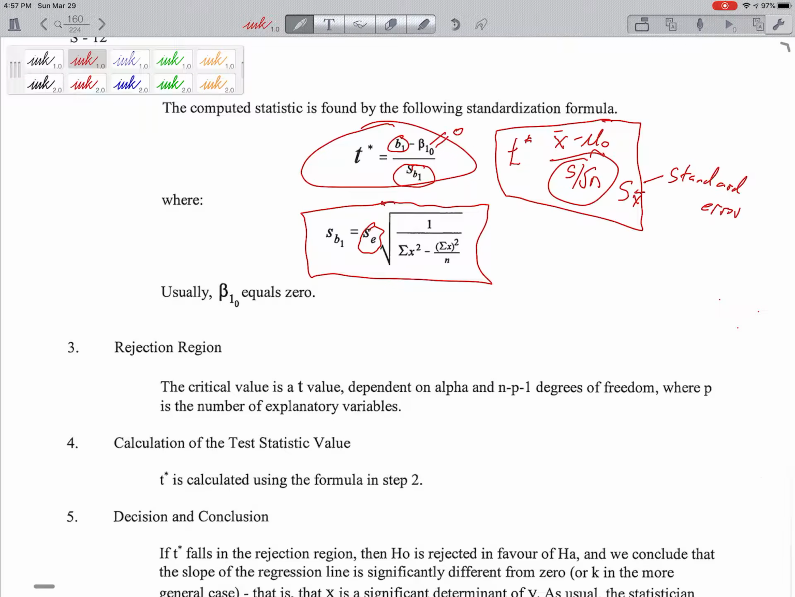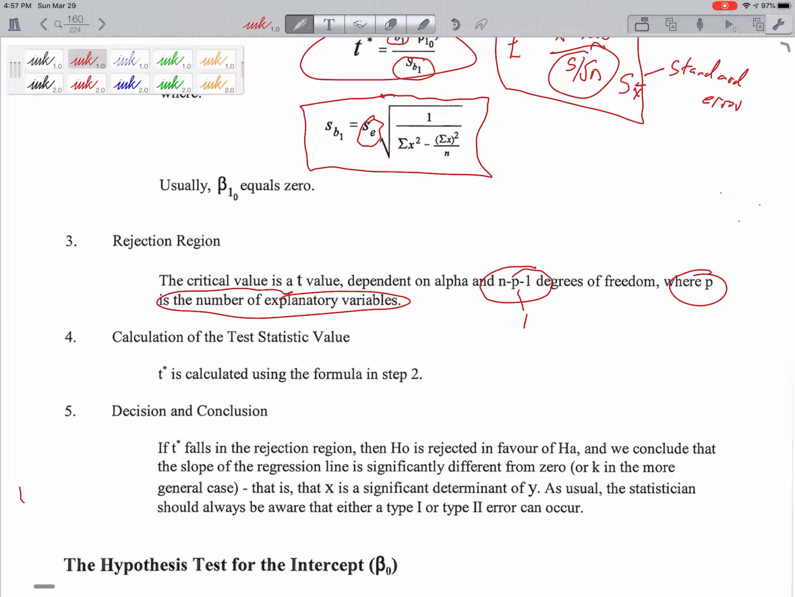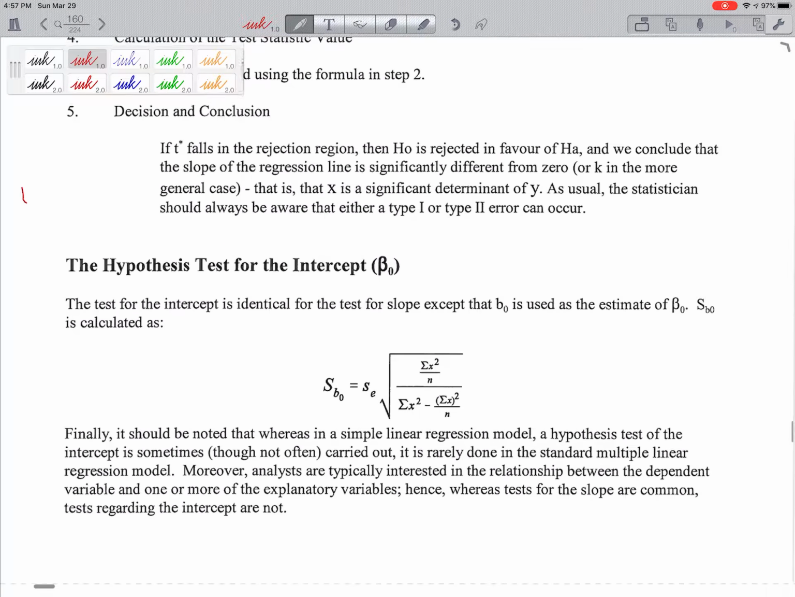The rejection region is based on n minus p minus 1 degrees of freedom. It's a t-test. It could be upper tail, lower tail, or split, depending on the form of your alternative hypothesis. And p is equal to, remember, the number of explanatory variables. So in a simple linear regression model, it would be equal to 1. And then step number 4, we calculate the t-star value, and then we come up with our conclusions. So just like we always do. Let's take a look at this.